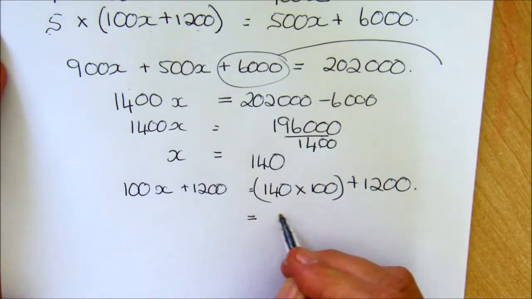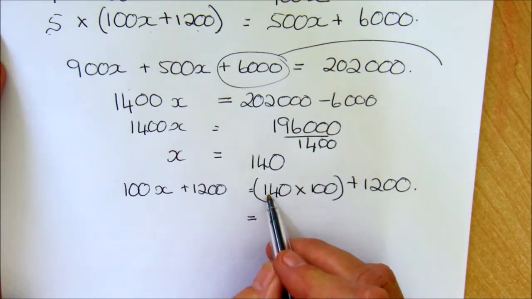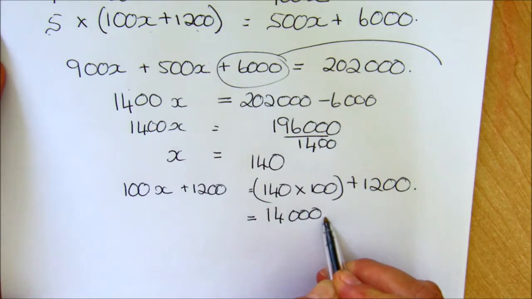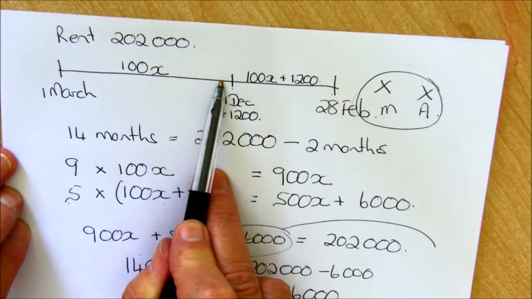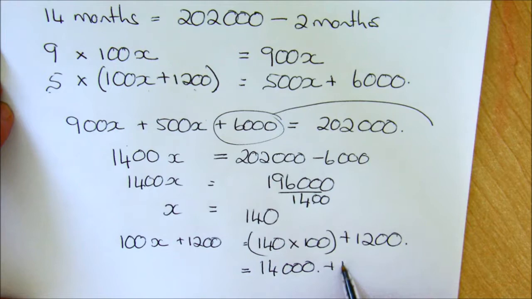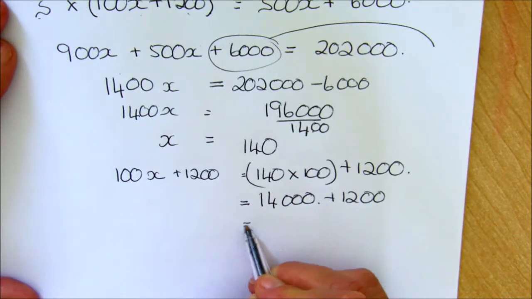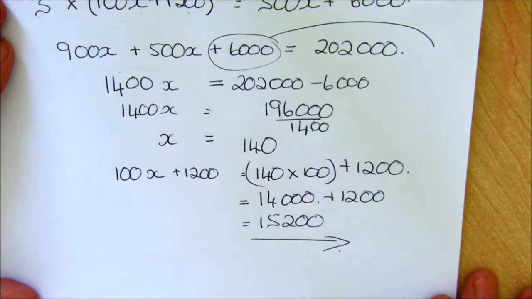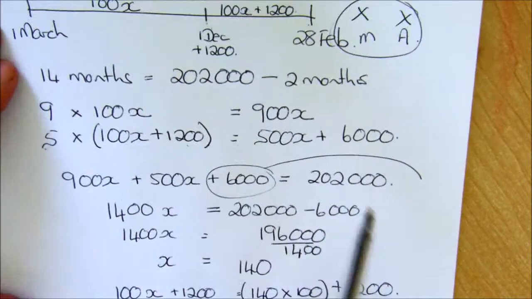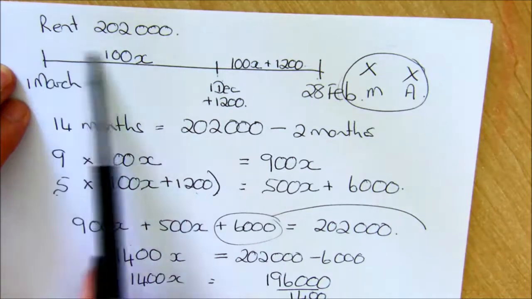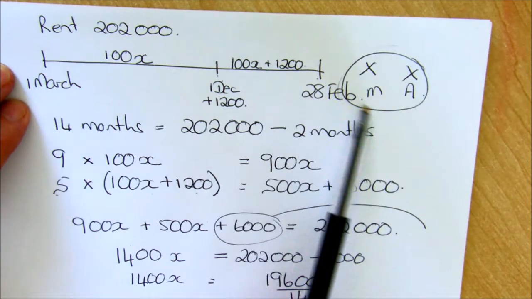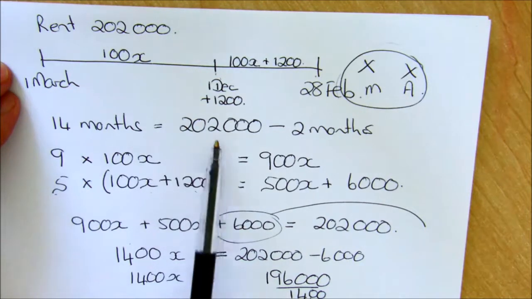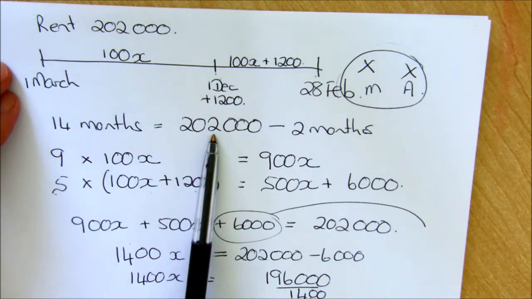So that means the rent originally was, if 140 times 100, the rent was originally 14,000. That's what the rent was. It then increased by 1,200, and so the extra month's rent is 15,200. So just going over that, important first of all to get your number of months, and because we got 2 extra months, is 14 months altogether, and they've paid 202,000.